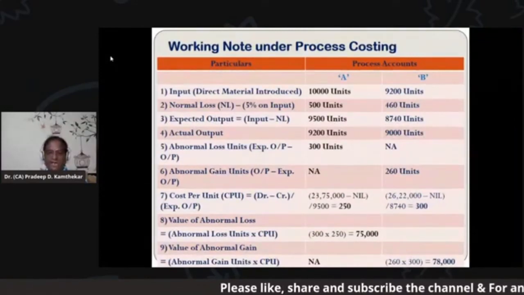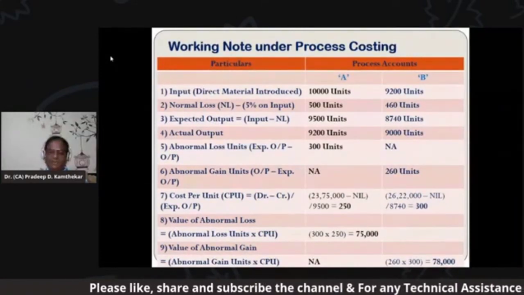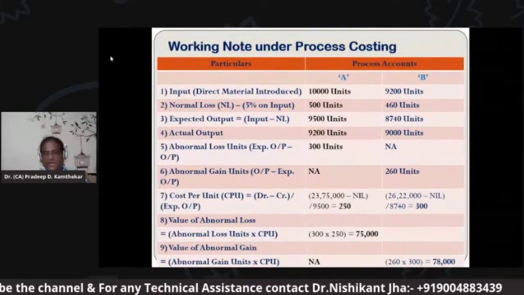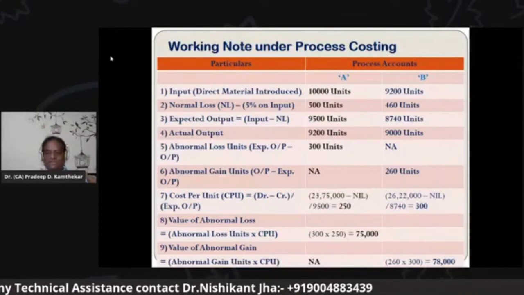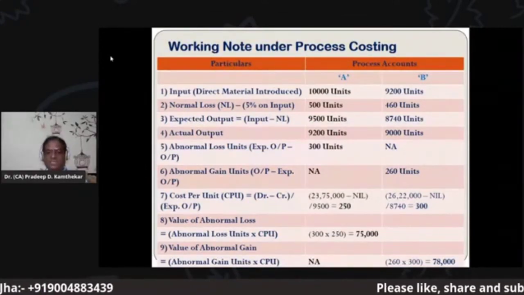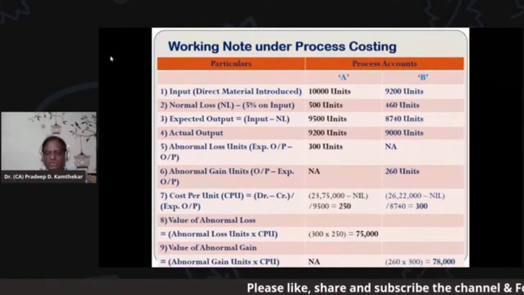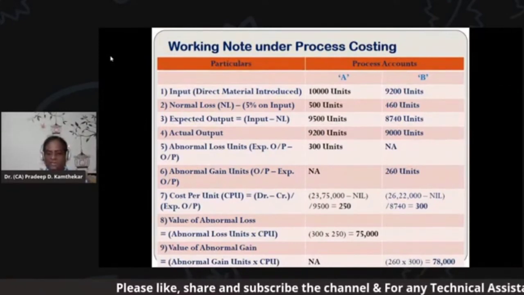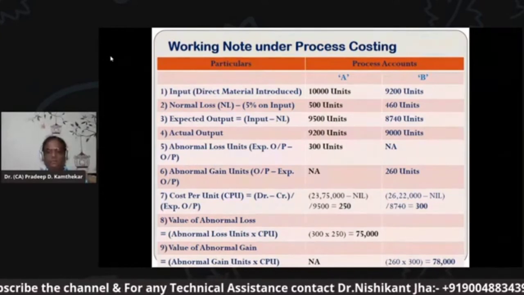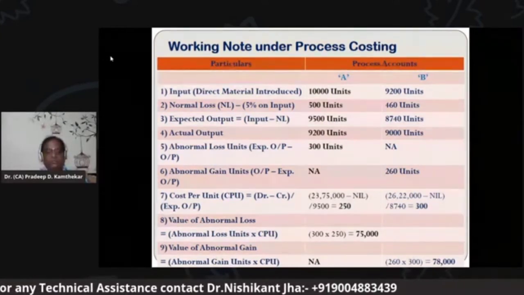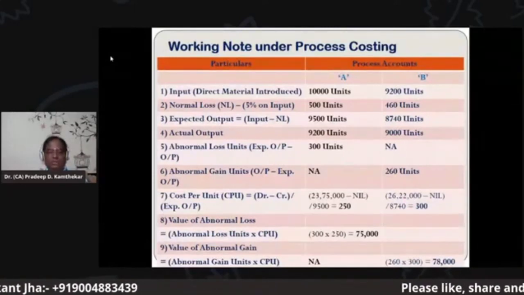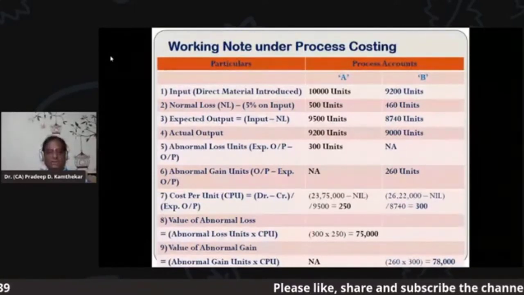And again, how do we get the cost per unit? Debit total minus credit total divided by expected output, say 8,740, and say I have given here 300 as the CPU. So 260 abnormal gain units into 300 cost per unit, the value of abnormal gain here is 78,000. This is the way we have to do the working, and this is the format. So I have just given you this format, the way you have to do the working for every process in process costing.